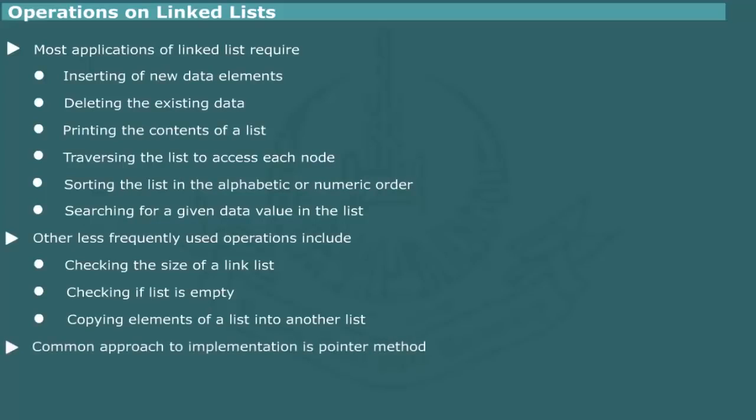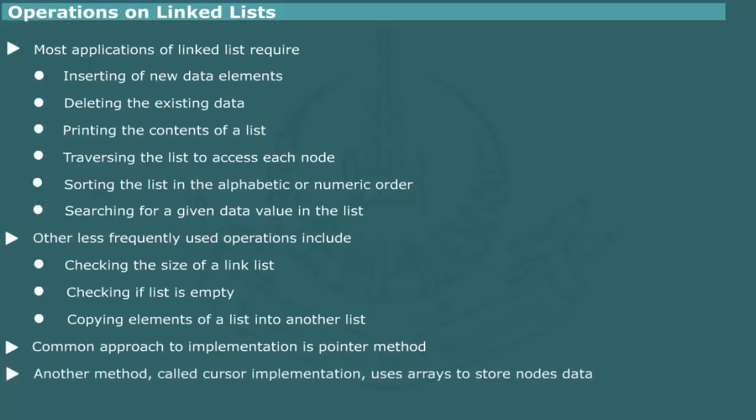The most common approach to implementation of linked list is called the pointer method, which stores data in a collection of objects. Another method, called cursor implementation, uses arrays to store node data and linked pointers. We first discuss the pointer implementation and programming aspects of this approach. Pointer implementations of linked list.